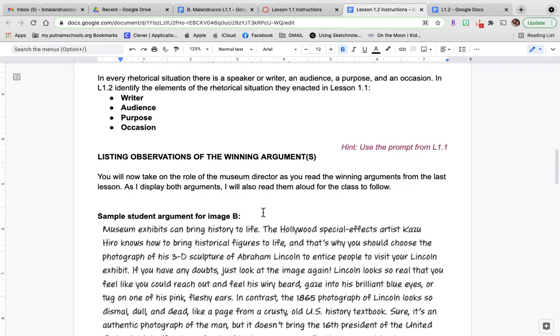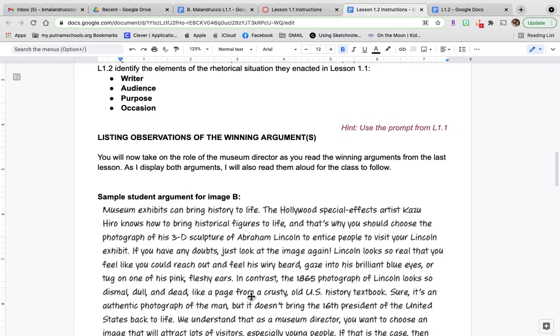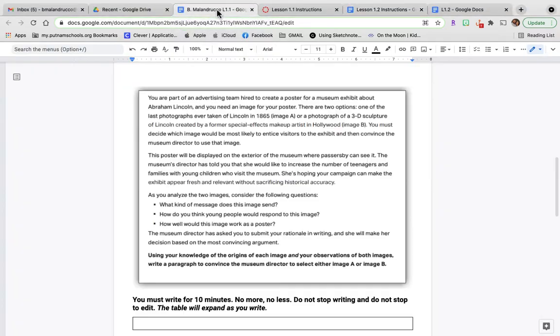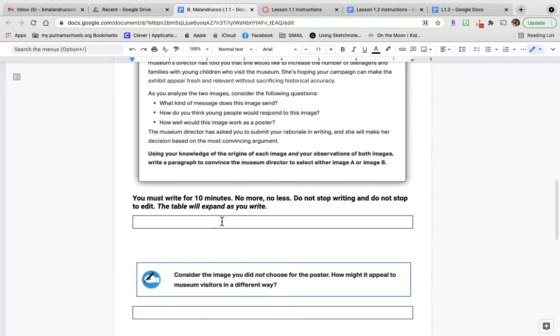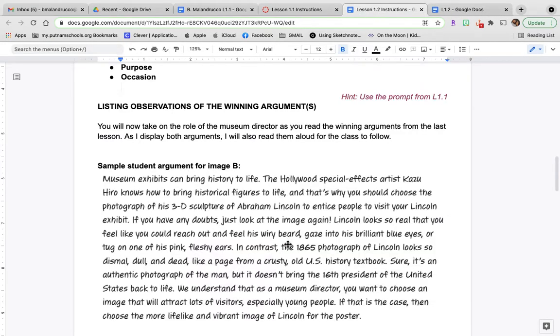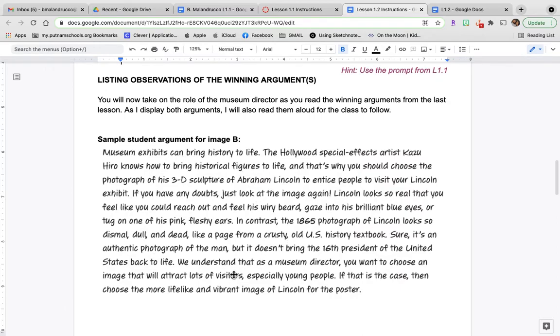Listing observations of the winning argument. You will now take on the role of the museum director as you read the winning arguments from the last lesson. I know it says I display both arguments, but we didn't do team arguments. So I want you to go back to yours. And then I also have this. So your first argument will be the one from your 1.1, which will be written here. And the other argument to recall would be this one right here.